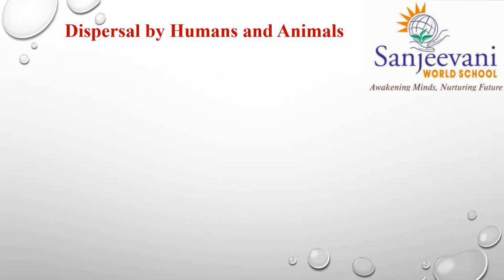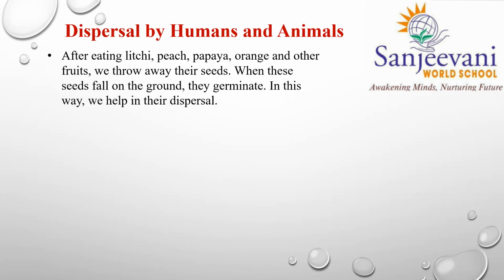Then we have dispersal by humans and animals. After eating, you all know we eat lychee, peach, right? Then papaya, orange, and other fruits, and we throw away their seeds. When these seeds fall on the ground, they germinate, and in this way we help in seed dispersal.